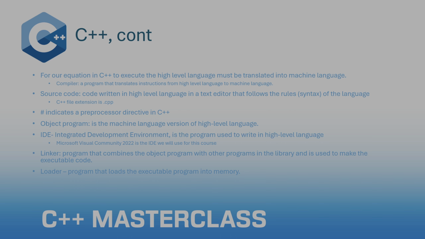The object program is the machine language version of the high-level language. An IDE, an integrated development environment, is the program used to write in a high-level language. Like I said, make sure you have Microsoft Visual Studio Community 2022 installed, and when you install it, make sure you click the checkbox for all C++. The linker is a program that combines the object program with other programs in the library and is used to make the executable code. The loader is the program that loads the executable program into memory, so you don't have to do all of the hard work like in the early days.